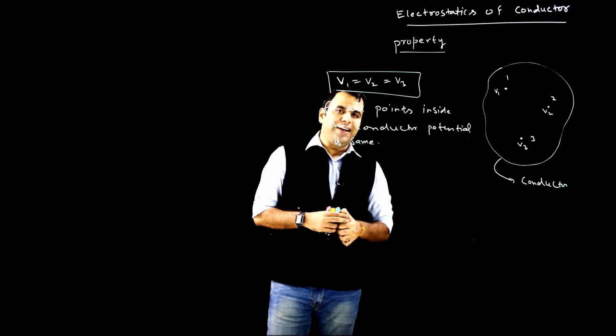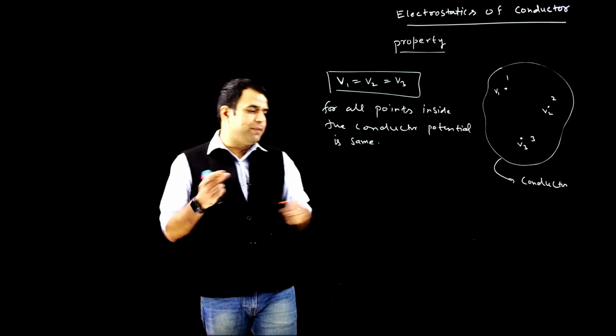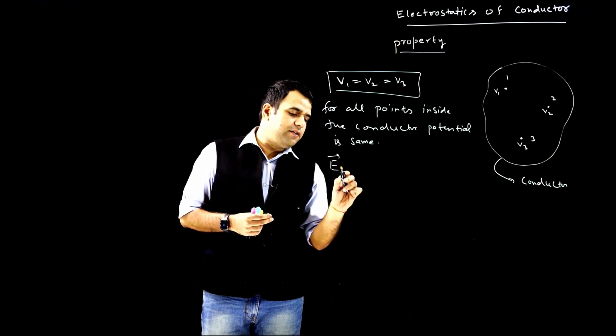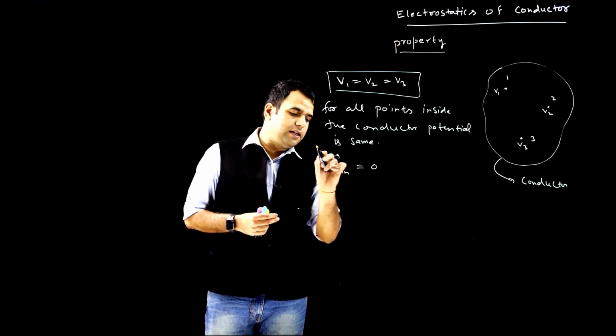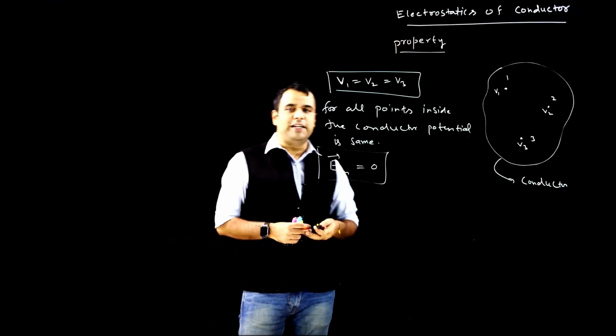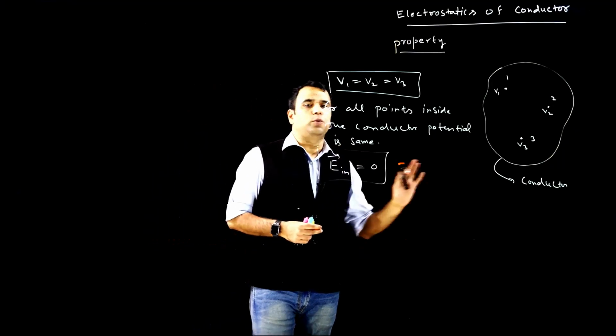So we already know something about the conductor. Like if you talk about the conductor, electric field for all inside points for the conductor is 0. Meaning if you go for inside points, electric field everywhere is going to be 0.